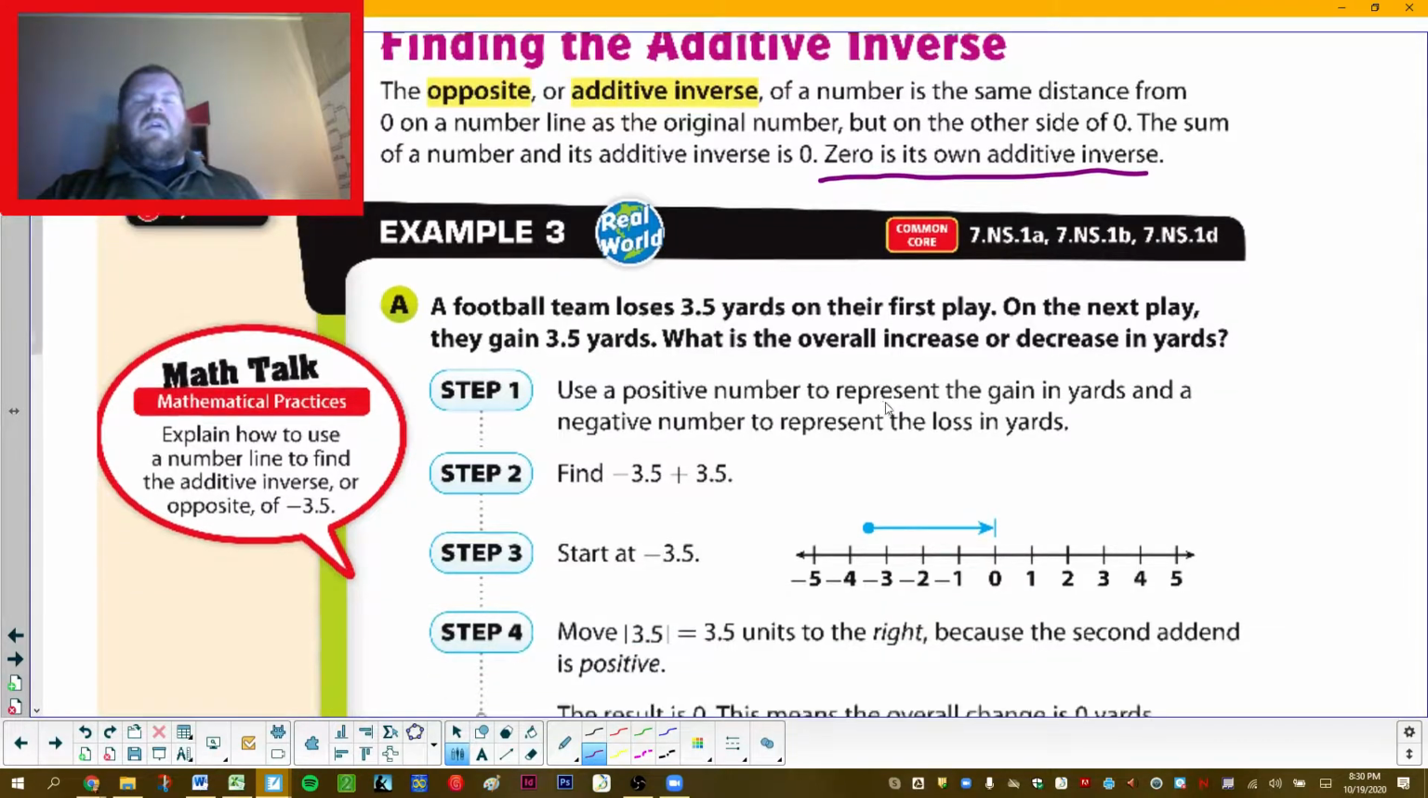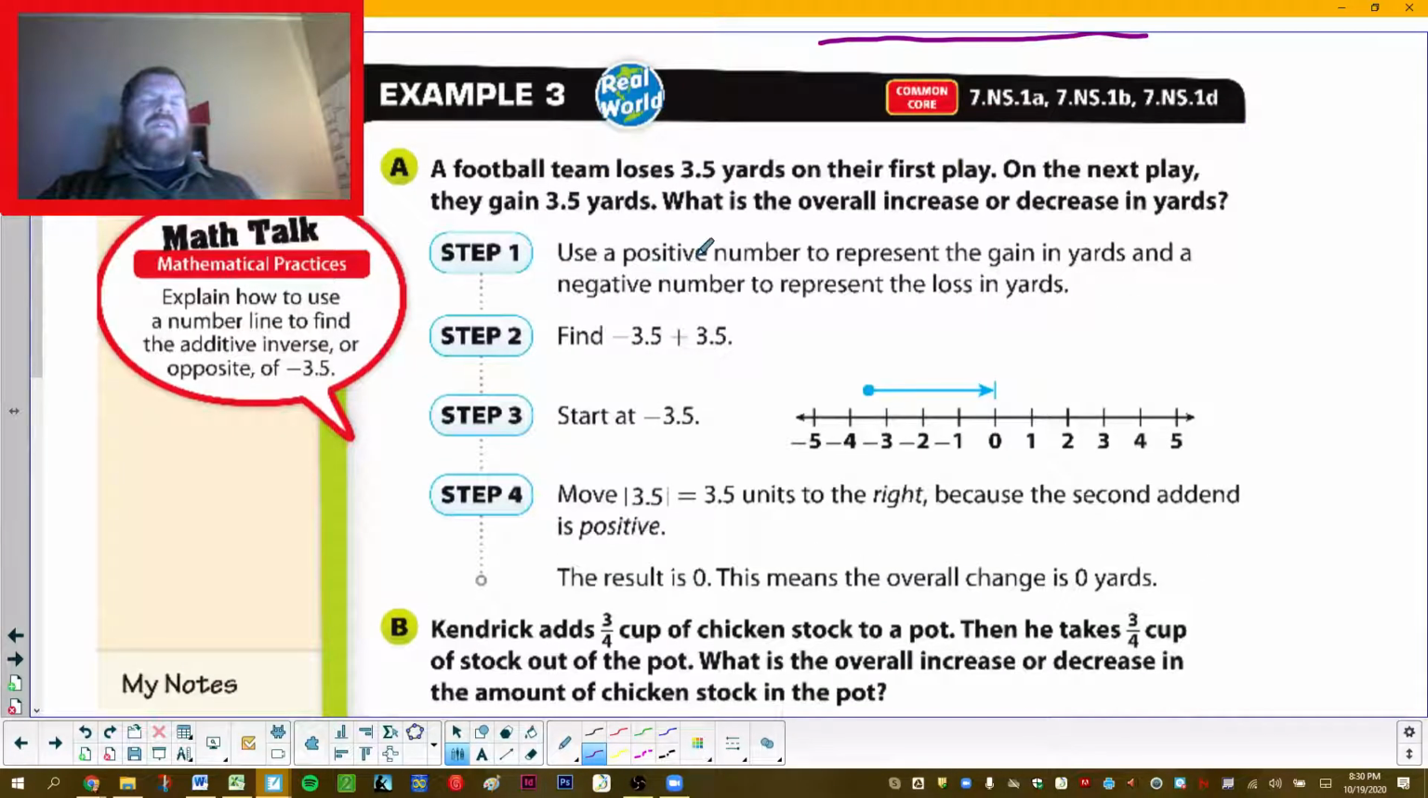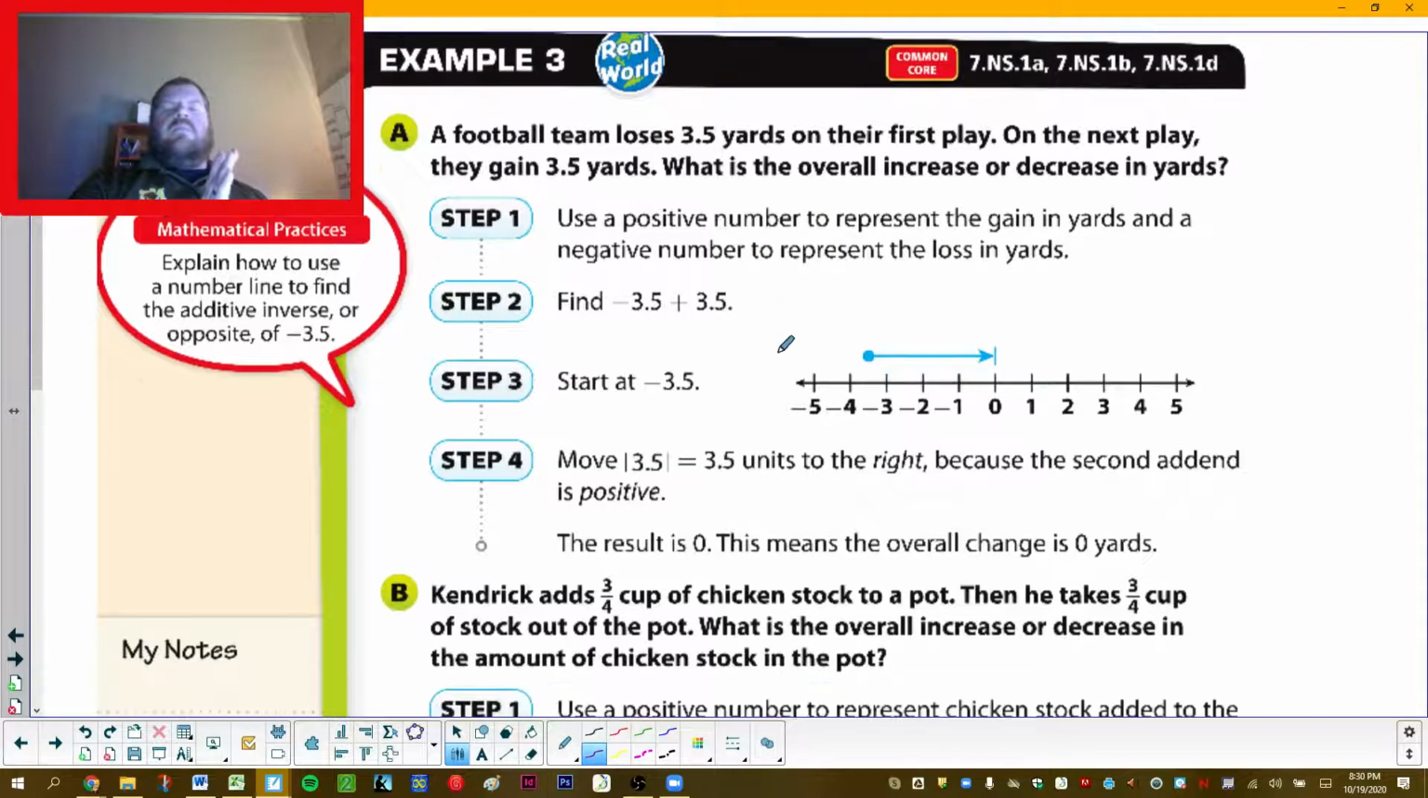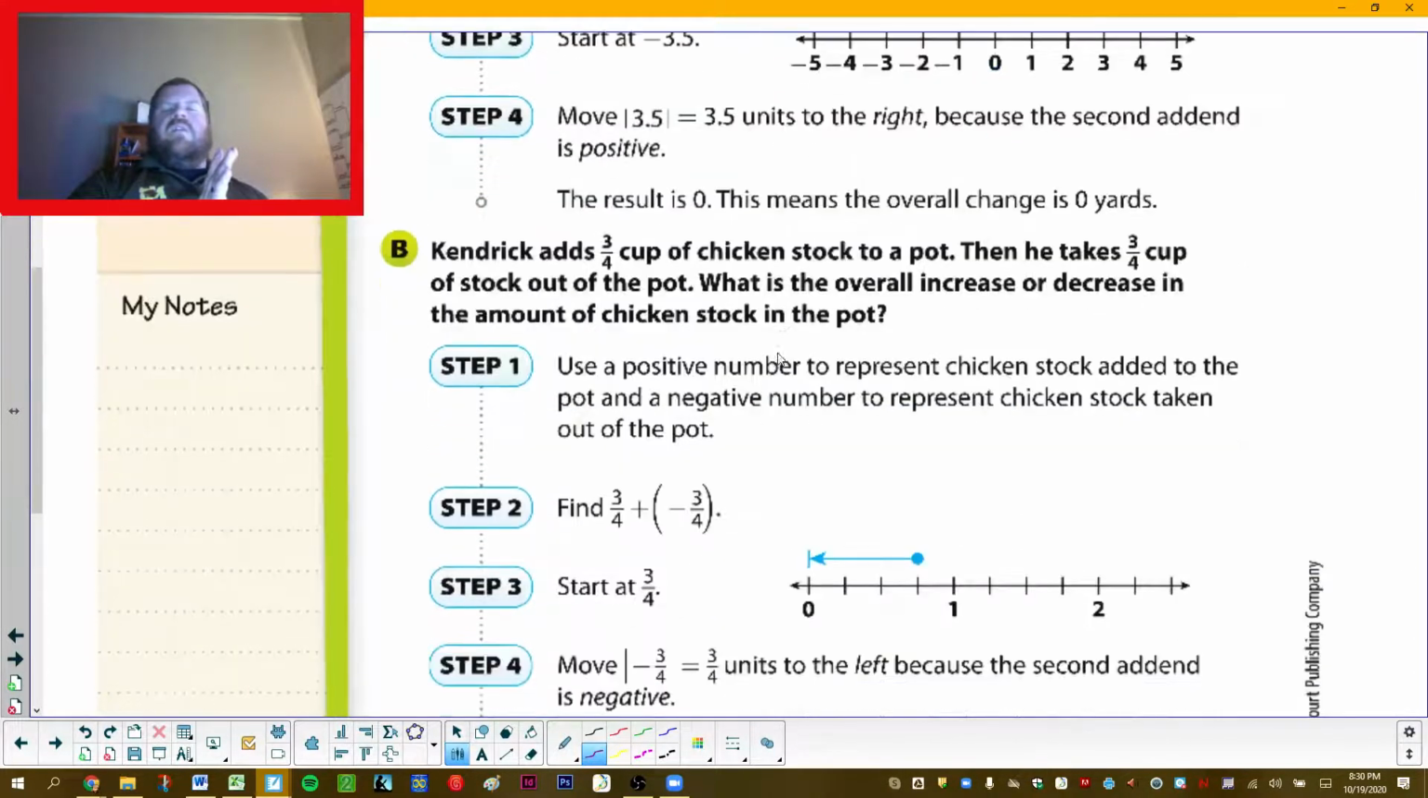Okay. We'll go through these ones pretty quick because they're pretty self-explanatory. A football team loses 3.5 yards on their first play and then gains 3.5 on their next play. Where do they end up? They end up right back where they started at 0. Okay?